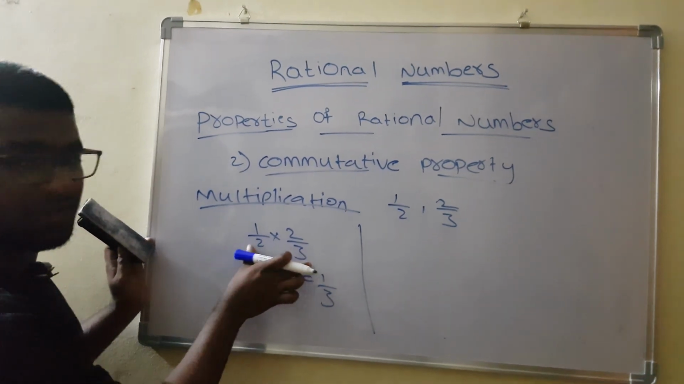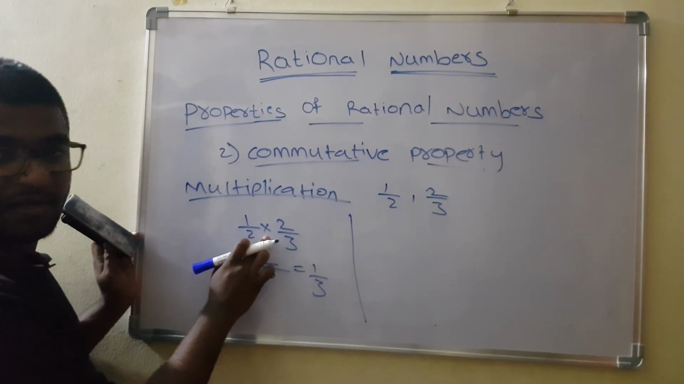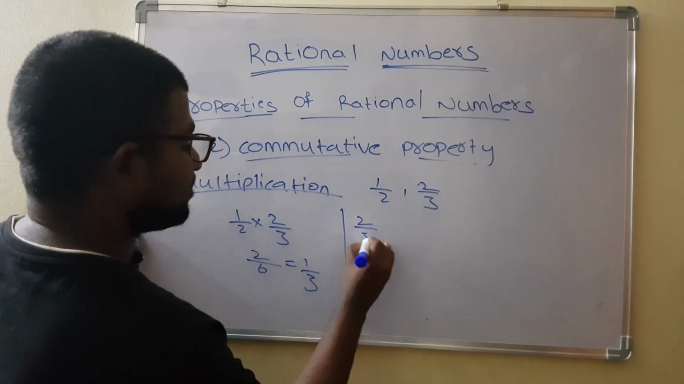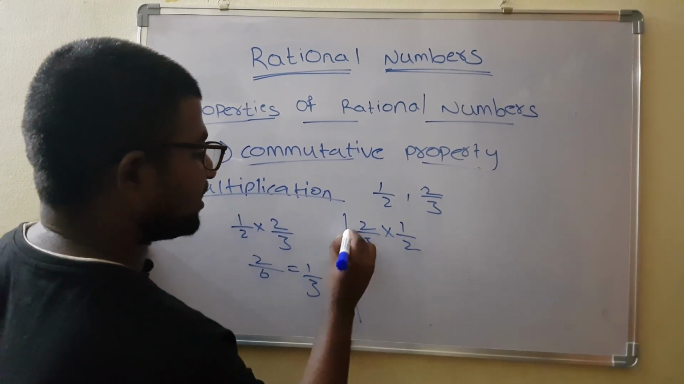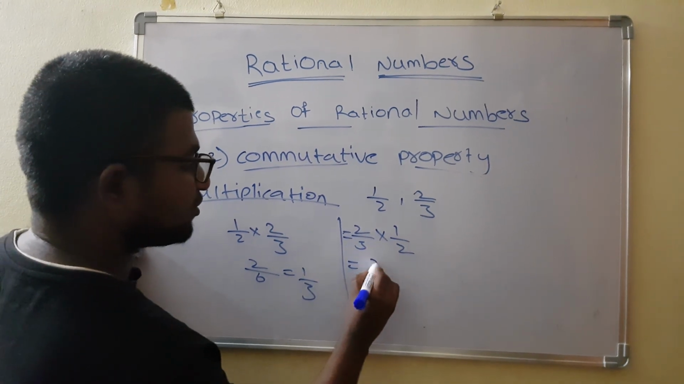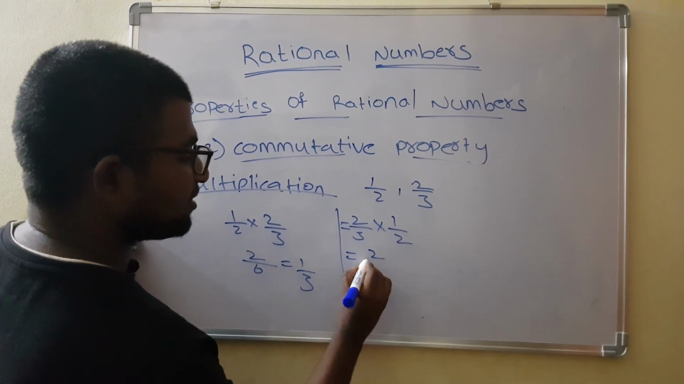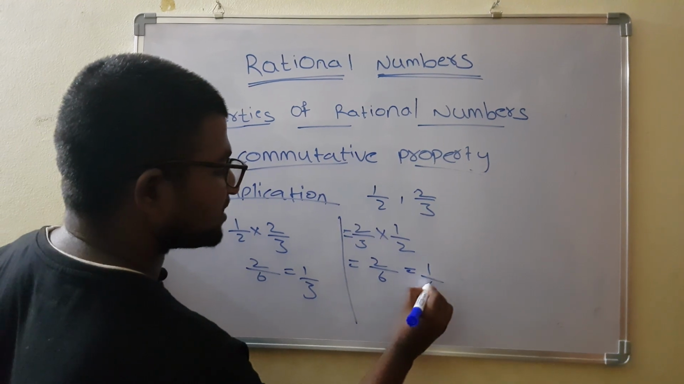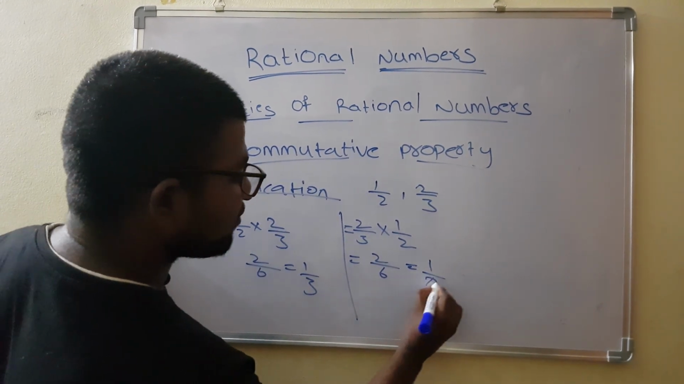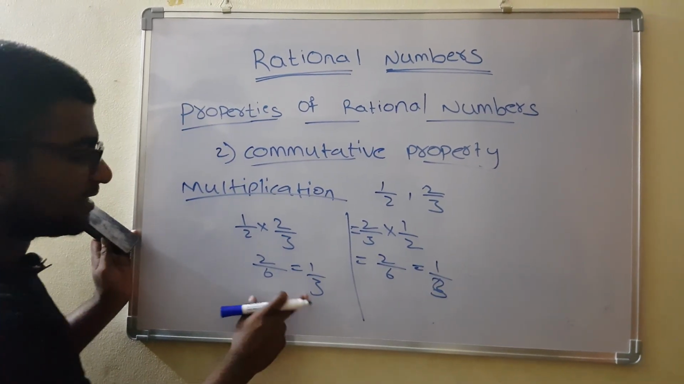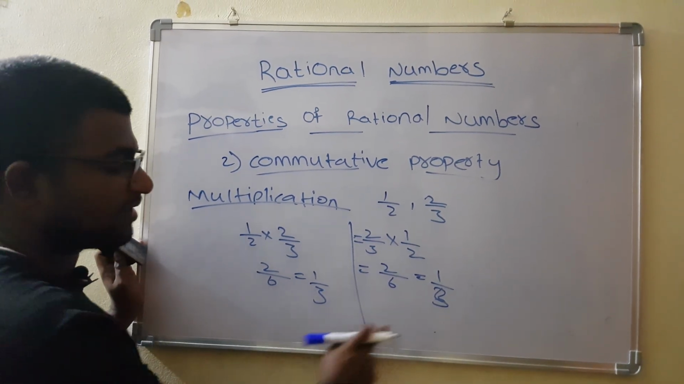By changing the order of these two numbers across this binary operation, that is 2 by 3 into 1 by 2. By multiplying these two numbers, 2 into 1 is 2, 3 into 2 is 6, that is 1 by 6. That is 1 by 3. As we know that LHS equal to RHS, that is 1 by 3 equal to 1 by 3.